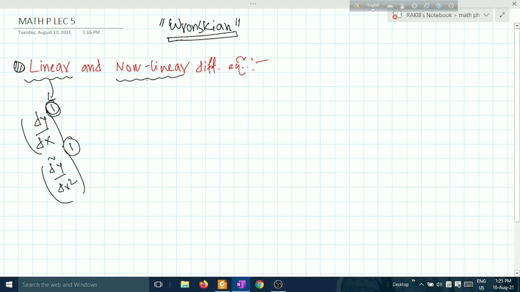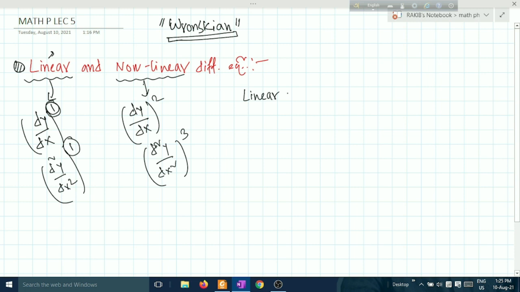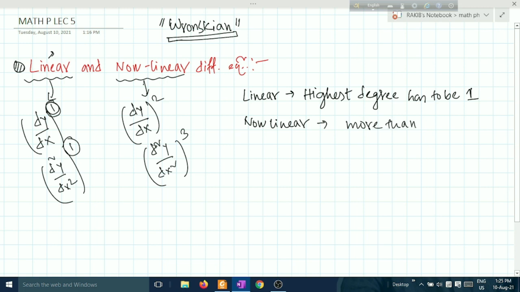What is a non-linear differential equation? Non-linear means the differential equation has constituents like d2y by dx2 with the power becoming 3, say. These are the degrees. For linear, the highest degree has to be 1. For non-linear it is more than 1. This is the concept of linear and non-linear differential equations.